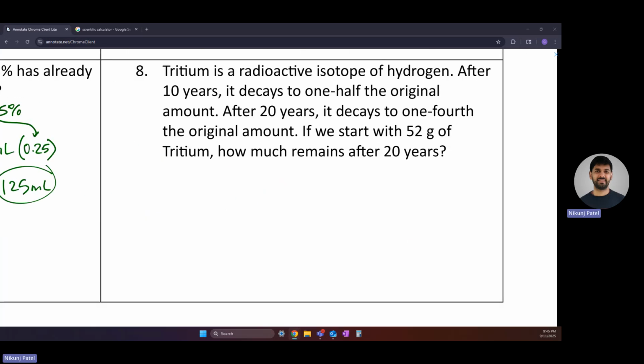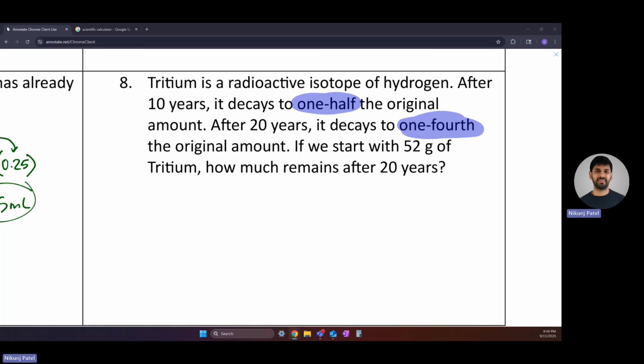And the last one here for module 1, here's number 8. Number 8 says tritium is a radioactive isotope. After 10 years, it decays to 1/2 of the original amount. After 20 years, it decays to 1/4. If we started with 52 grams, how much remains after 20 years? The best way to think about this is, again, sort of like a visual, but you can think of it more like a timeline, because we're thinking about years.